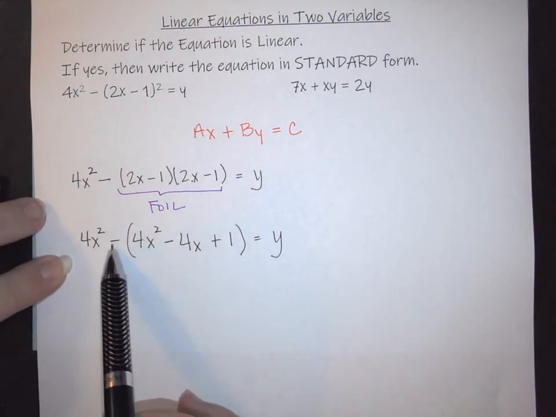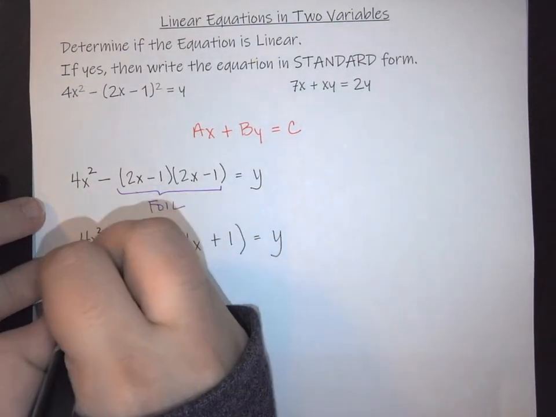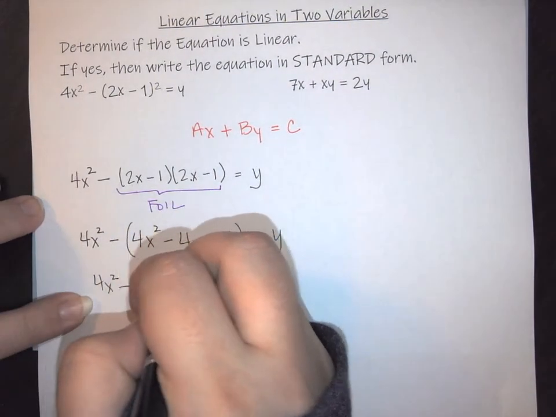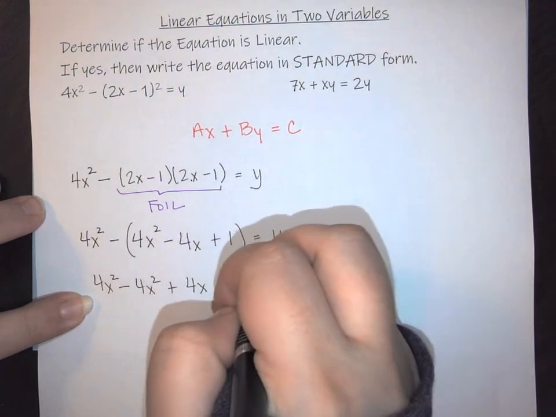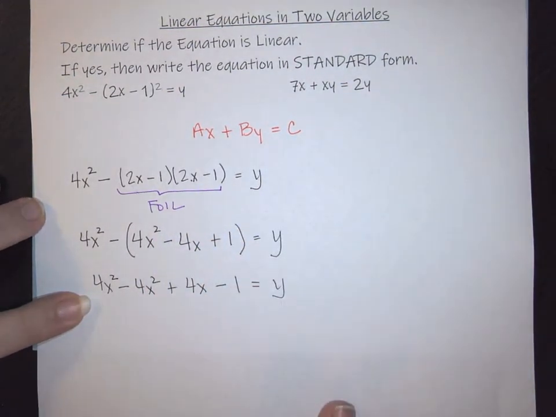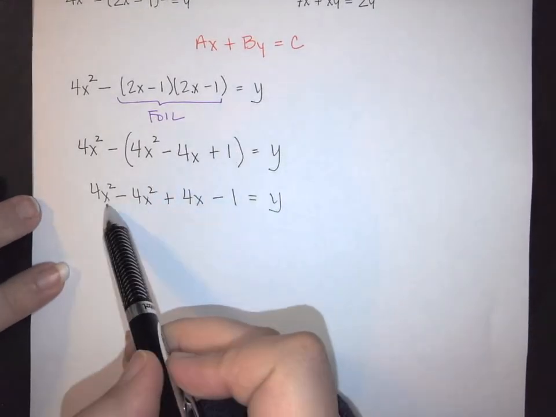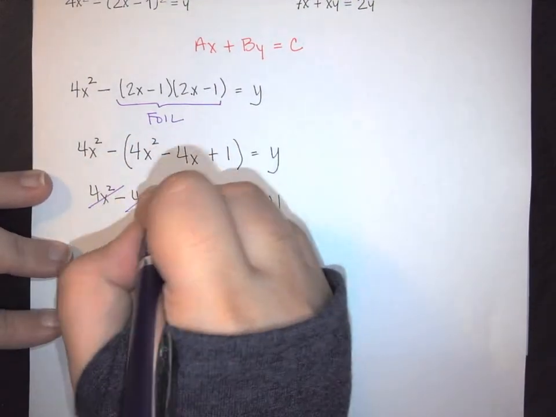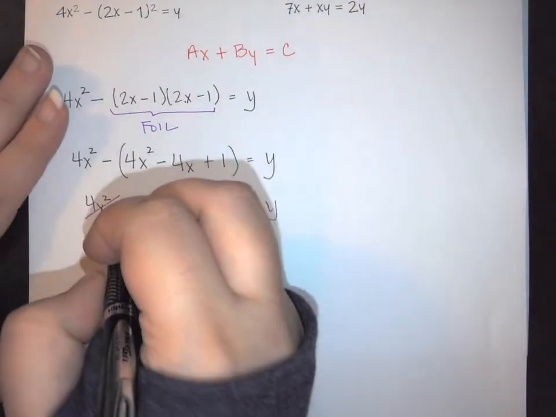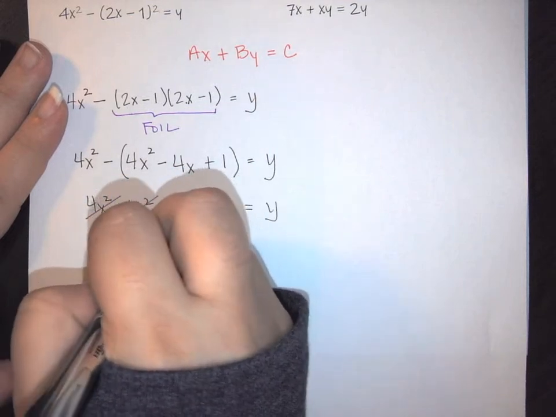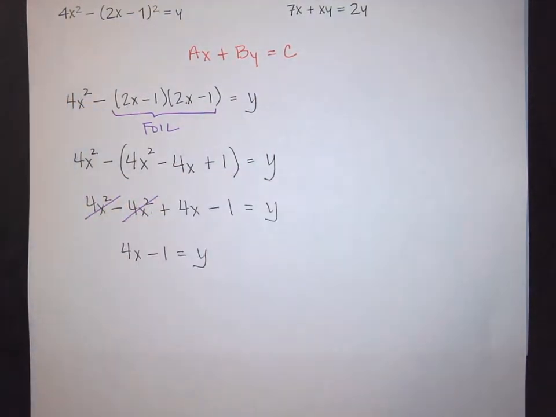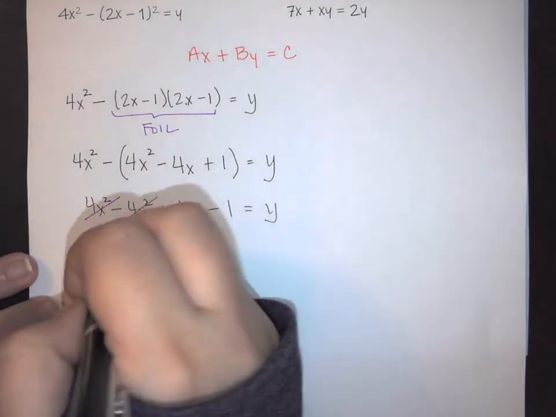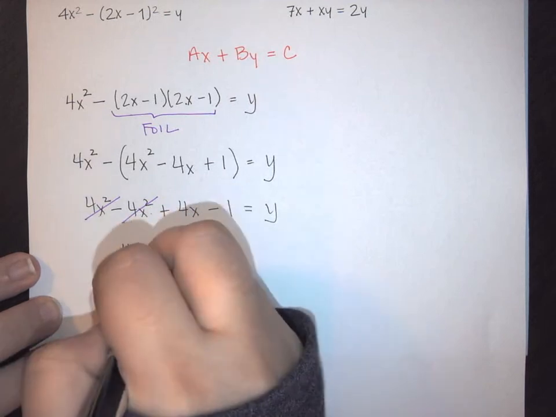You're going to distribute that negative sign through, so 4x squared, now minus a 4x squared, plus the 4x minus 1 equals y. What you notice on this problem is that these 4x squareds cancel. So these go away, leaving you with 4x minus 1 equals y. So if we look, you can see that this actually simplified down to a linear. So we have that yes, it is linear.